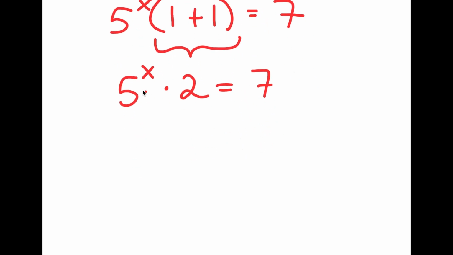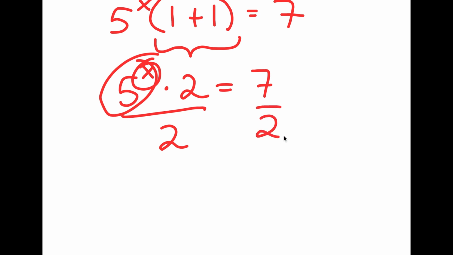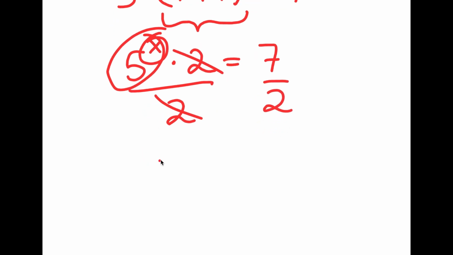Now from here, I want to isolate 5 to the power of x because that's where our variable x is located. So to do that, we have to get rid of this 2 here by dividing both sides by 2. So then these two 2's cancel out, and I'll be left with 5 to the power of x is equal to 7 over 2.